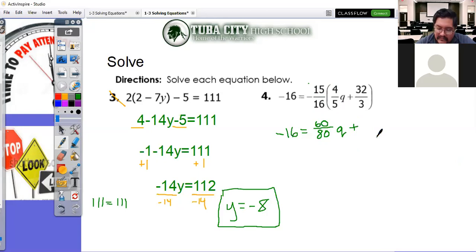So be careful with some of these. So 15 times 32 is 480. And 16 times 3 is going to be 48. So it looks like we got 2 big fractions. Now, again, you could still use cross cancel on this. That way you don't have to reduce it. Now, I'll show you cross cancel in another problem.